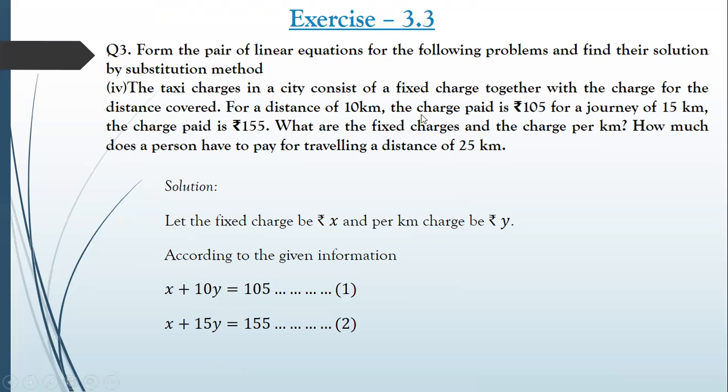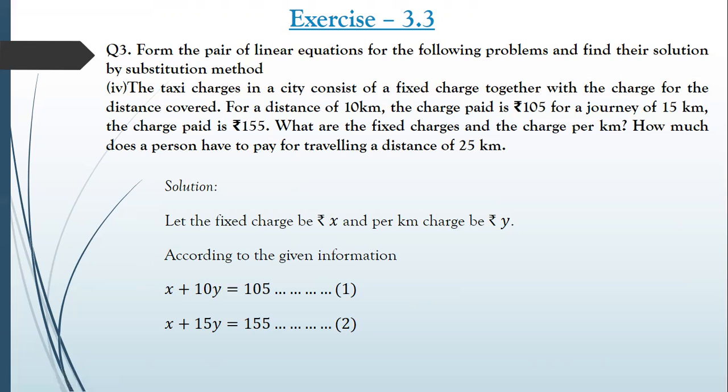According to the information, first you're going to have a fixed charge, then for each kilometer you are going to have Y money, isn't it? So first is X plus 10 kilometers he's traveling, so 10 into Y is equal to 105 rupees he has paid. This is the first equation. Now for the second person also, he has paid the fixed money plus 15 kilometers into Y, which is equal to 155 rupees in total. That will be the second equation.